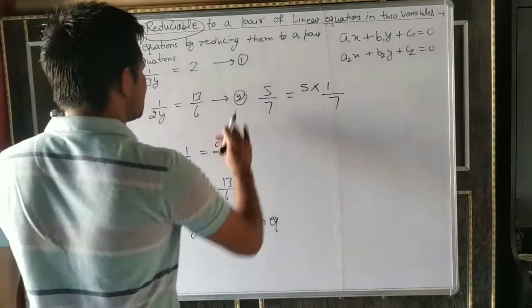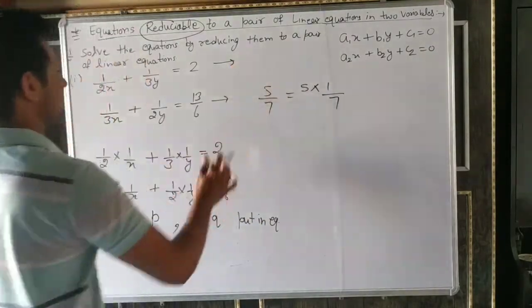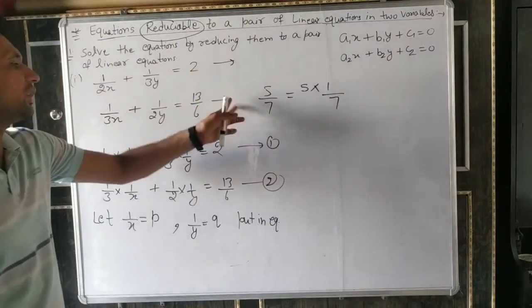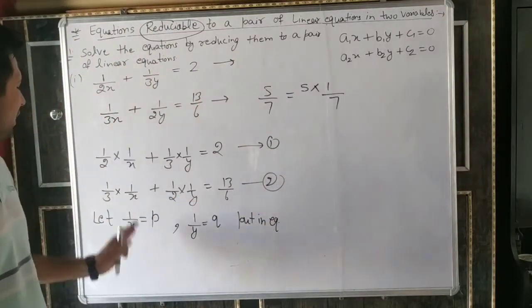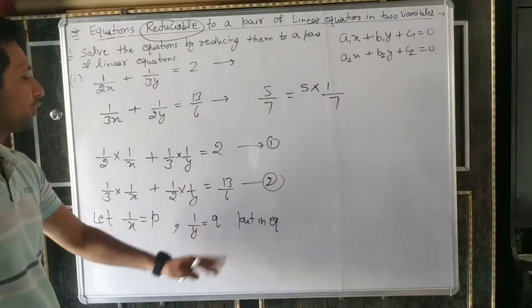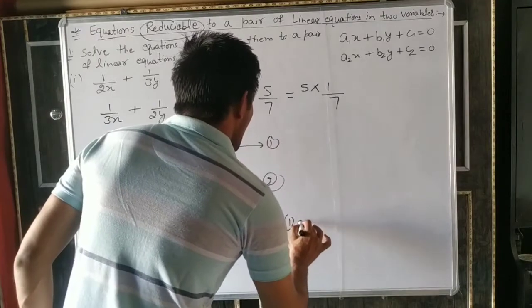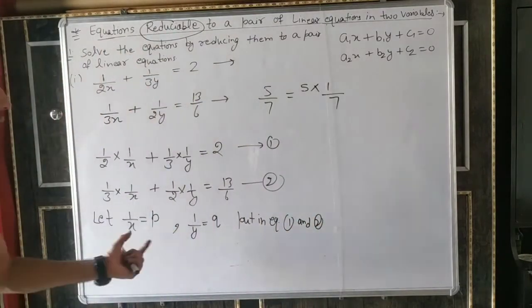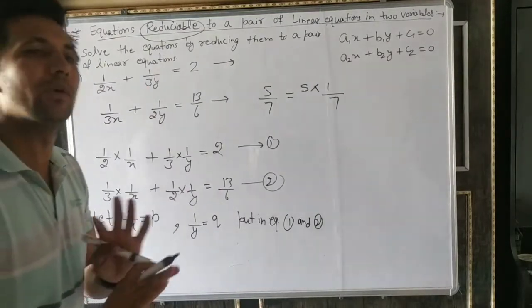Put in equations. Otherwise, you can give only this name: equation 1, equation 2. Otherwise, 1, 2, 3, 4. Any equation you can write. Let 1 upon x equal to p and 1 by y equal to q. Put in equation 1 and 2. Only this step you have to remember. You can solve all questions.